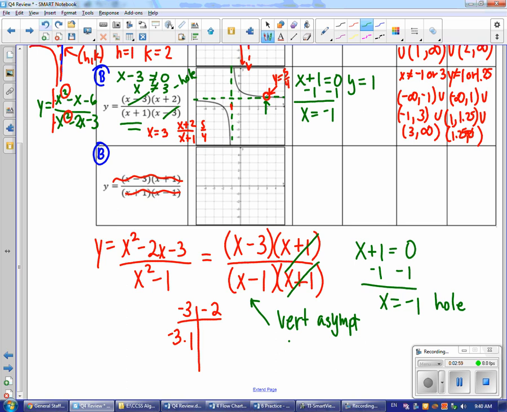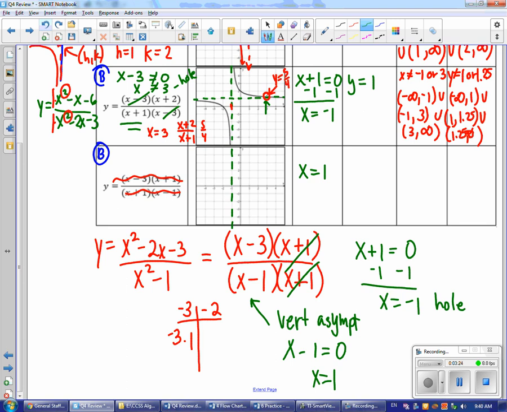So if I set this quantity, x minus 1, equal to 0, and I solve for x, here we go, I will find that x equals 1 is my vertical asymptote, and I believe that goes here. Okay, so once I know where my vertical asymptote is, I can go ahead and draw that line here.